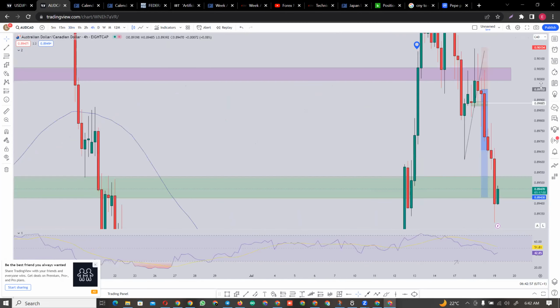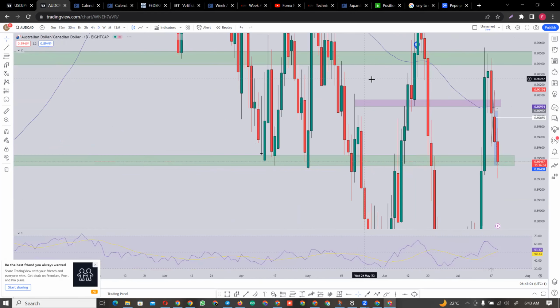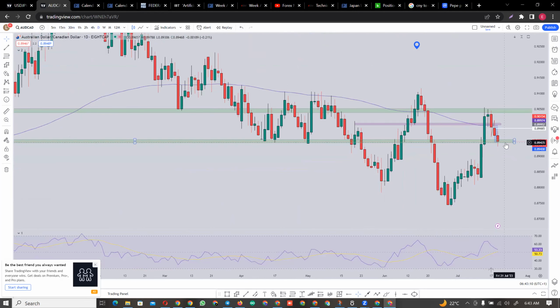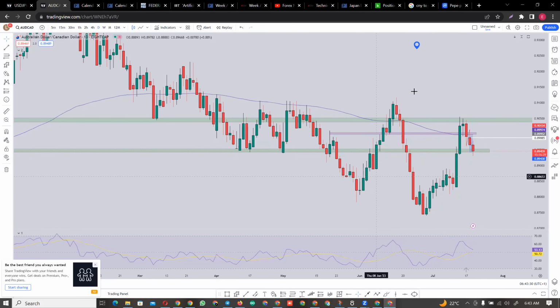This is the daily. I love using higher time frames. This is the daily demand zone that I marked. Yeah, I'm looking out to take a long position. Once I see a confirmation, I'm going to take a position off of these higher high and higher low on the daily. So if I see confirmation, I'm going to take it long. So that's that on AUD CAD.